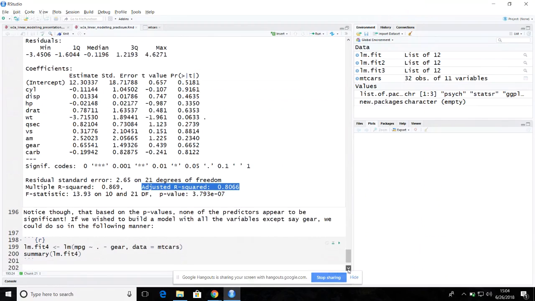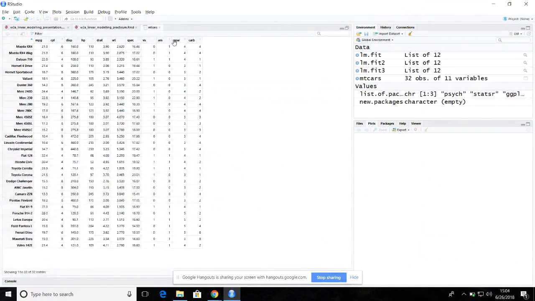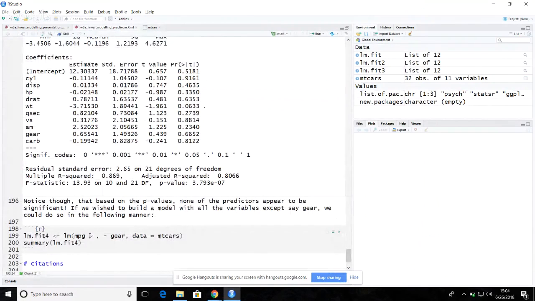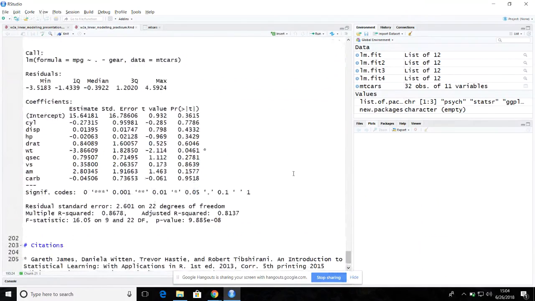So now suppose we want to add all the variables in our mtcars model, but we just want to remove this variable here. It's easy to do that. You just do mpg tilde dot, and then you can use a minus sign to take out one variable. And it's a similar call. Notice that weight is the only significant parameter here. But yeah, that's how you do that.